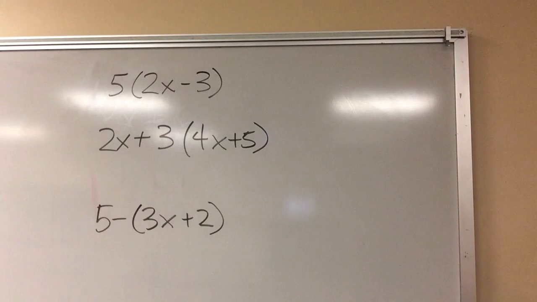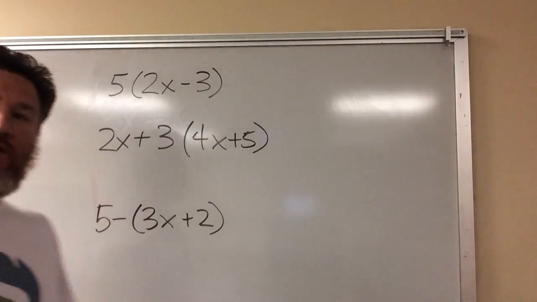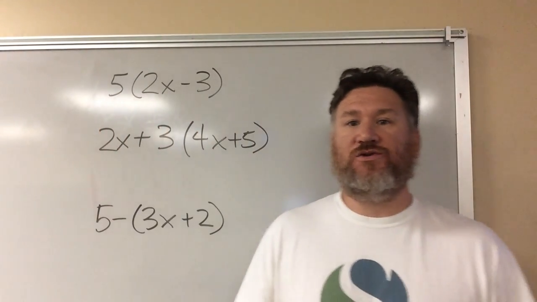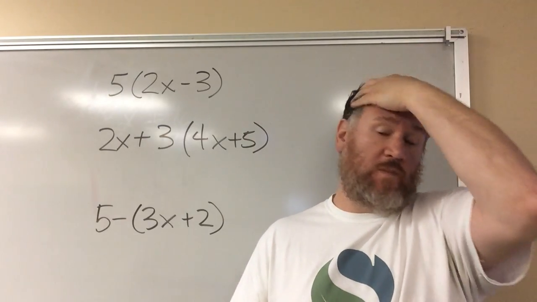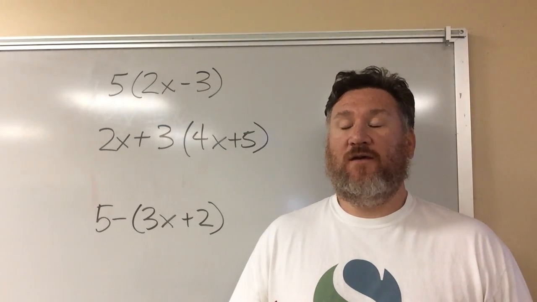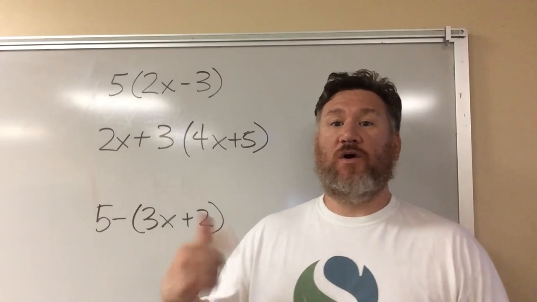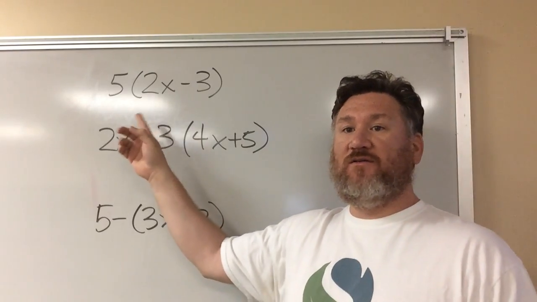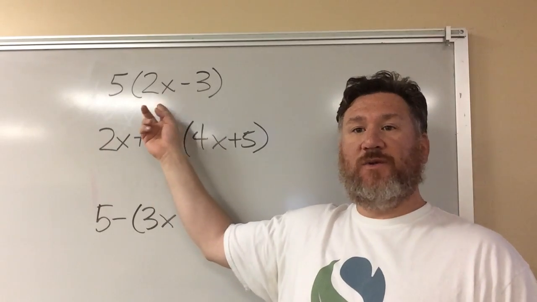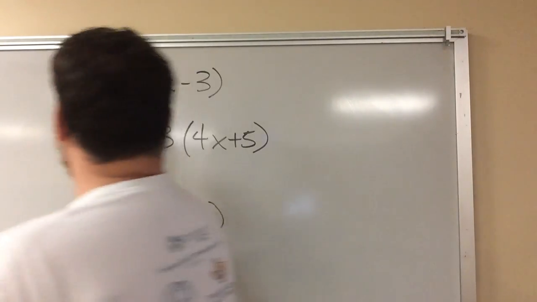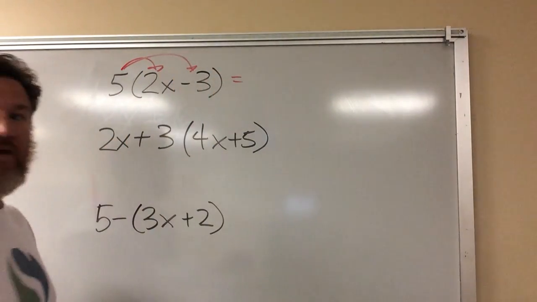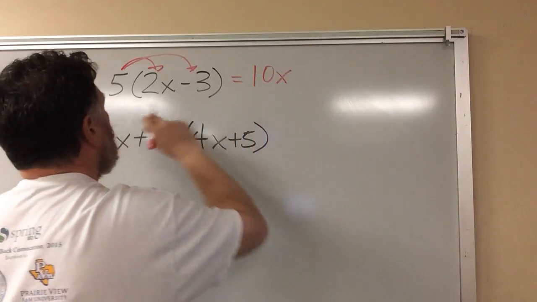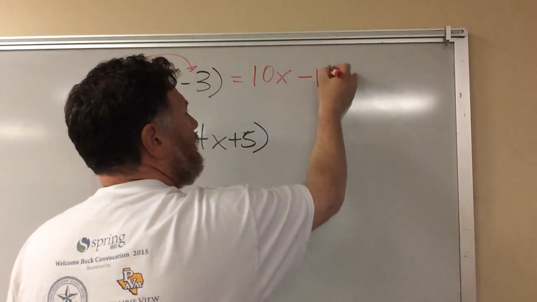So the first one says 5 times the quantity of 2x minus 3. So the first thing we do when we're simplifying is to distribute. I'm sorry, the first thing we got to do is distribute. So we're going to distribute out the 5 into the parentheses. We're going to multiply 2x by 5 and negative 3 by 5. So 5 times 2x is going to give me 10x. 5 times negative 3 is going to give me negative 15.